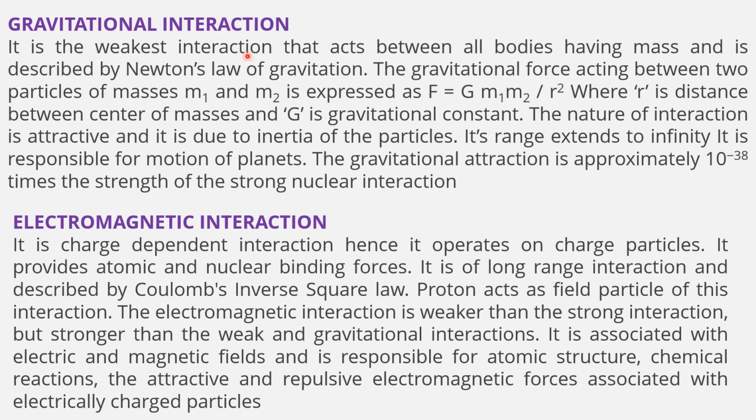It is the weakest interaction that acts between all bodies having mass and is described by Newton's law of gravitation. The gravitational force acting between two particles of masses m1 and m2 is expressed as F = G m1 m2 / r squared. Here r is the distance between the centers of masses and G is the gravitational constant. The nature of interaction is attractive and it is due to inertia of the particles. Its range extends to infinity. It is responsible for motion of planets, and the gravitational attraction is approximately 10 to the power minus 38 times the strength of the strong nuclear interaction.